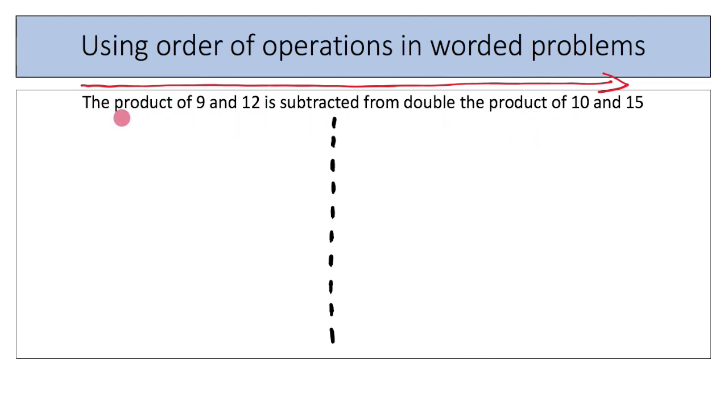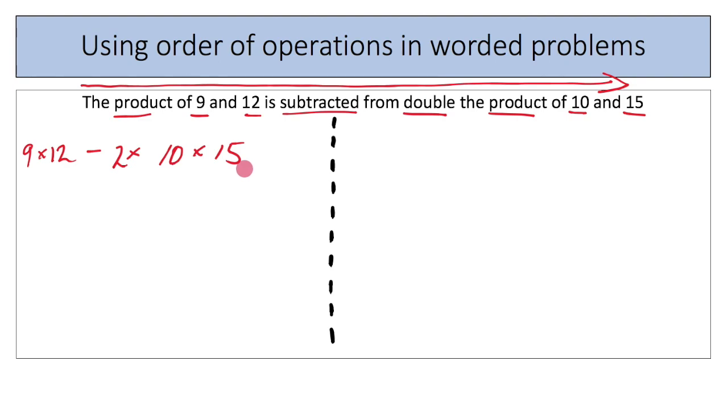They're going to go, all right, I see the product of 9 and 12, so that's 9 times 12. Next, I see the word subtract, so I'm going to put a subtraction sign in. Then I see the word double, so I'm going to go 2 times. And then finally, I see the product of 10 and 15, so that's going to be 10 times 15. Now that is incorrect. That is not the correct answer.